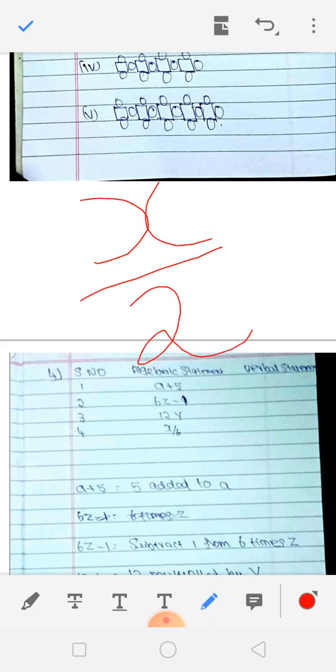And then x by 2, here 2 is our divisor, correct? 2 is our divisor, so I can write this as x divided by 2.